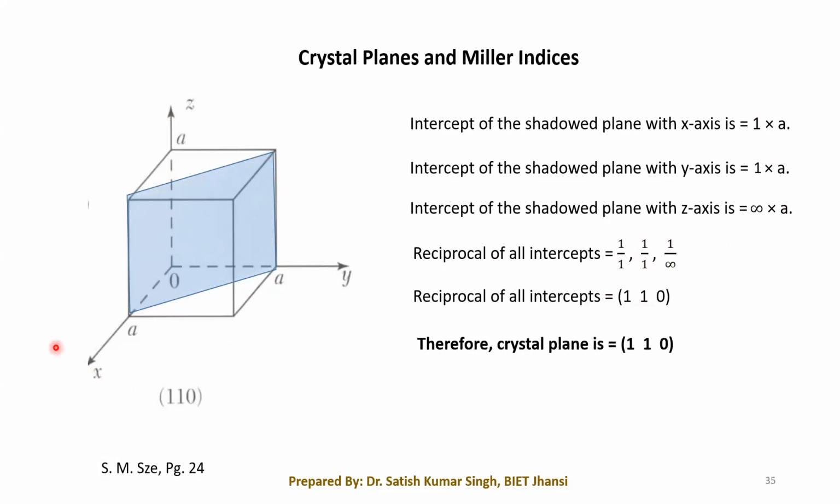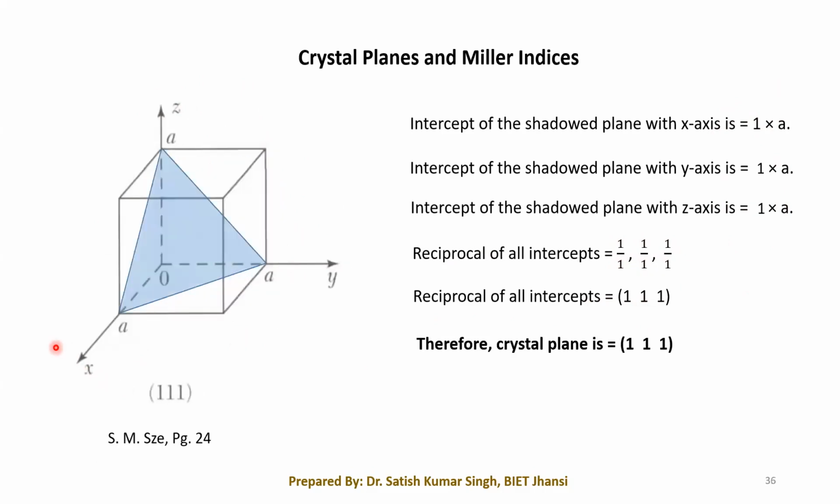Now similarly we can go on to the other plane. We can take a plane like this also. This particular plane is intersecting the x-axis at this point, the y-axis at this point, and the z-axis at this point. All the intercepts are equal to a, so we can write this as 1 times a, 1 times a, and 1 times a.